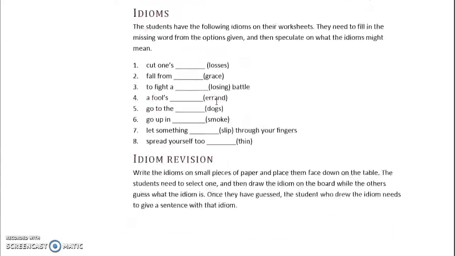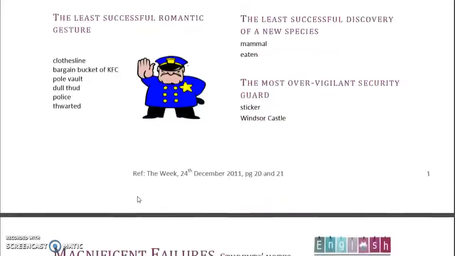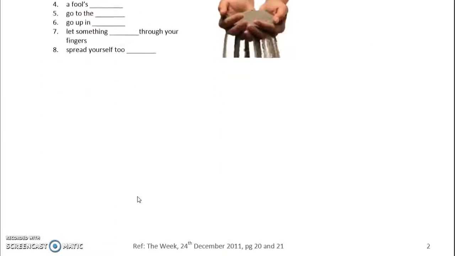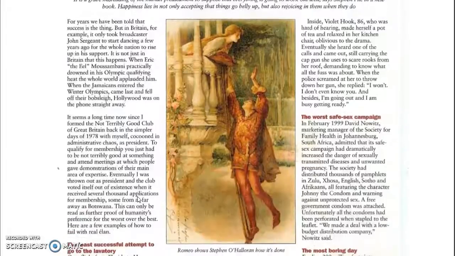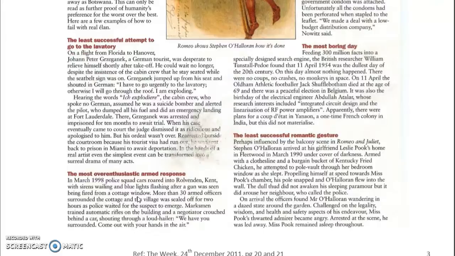So based on the vocabulary that she gives you: the least successful attempt to go to the lavatory, flight, relieve himself, cabin crew, I'm exploding, suicide bomber, rearrested, and tourist visa. So yeah, you can speculate with those few words what the story is possibly about. For an advanced class, this reading is actually quite advanced. I feel like this should just be presented in a different way. Okay, I guess that's it.